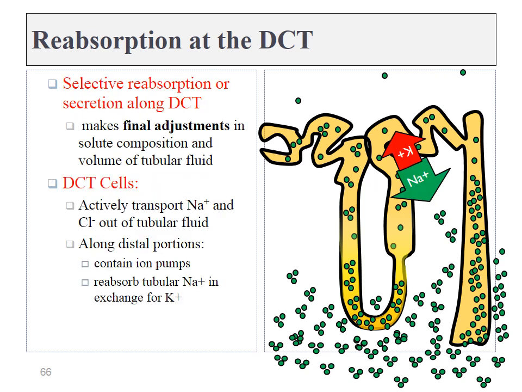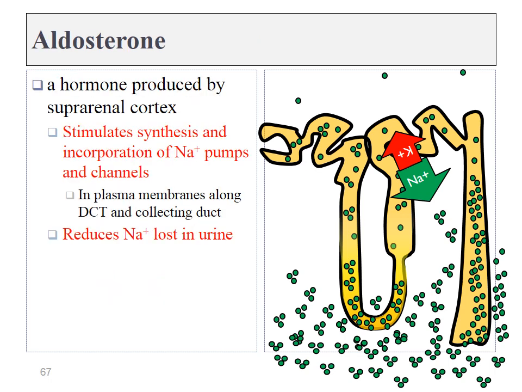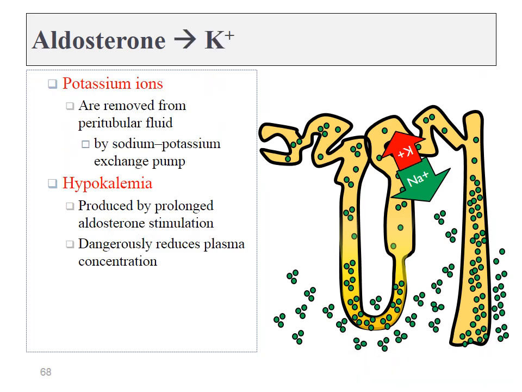We make some final adjustments to the filtrate here at the distal convoluted tubule. One of the most important ones is the reabsorption of sodium here under the control of the hormone aldosterone. Aldosterone is produced in the adrenal glands just above the kidneys, and it will activate the sodium-potassium pump here in the distal convoluted tubule. Therefore, more sodium will be reabsorbed from the filtrate back into the bloodstream. We can talk about what reabsorbing more sodium does in a moment, but for now let's focus on what's happening to potassium, because this is going to be more important for your patients.